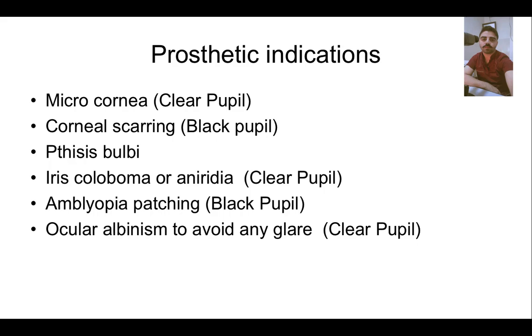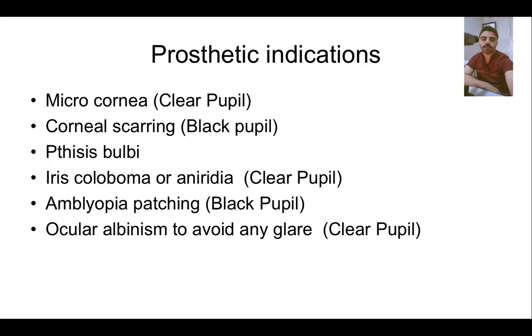So what are the different kinds of prosthetic indications which can be improved by prescribing or fitting prosthetic lenses? The first thing is microcornea. Microcornea means the patient has a corneal diameter shorter than the normal diameter we see in a normal population. If the other eye of that patient has a normal cornea, you just want to improve the appearance of the eye with the shorter cornea, and you can fit this eye with a prosthetic lens.